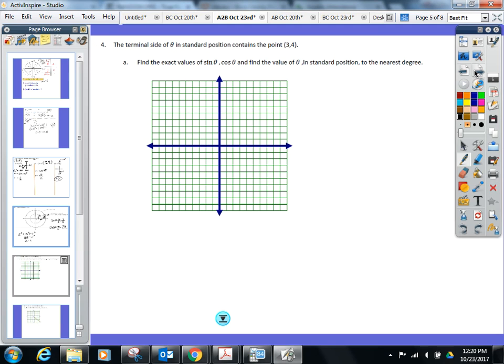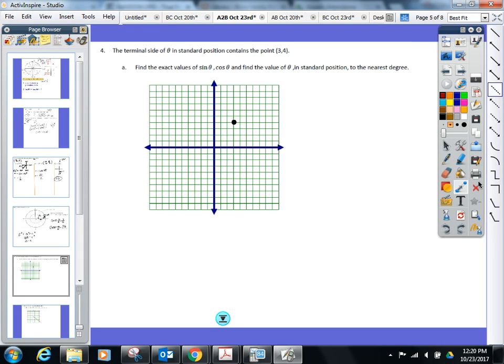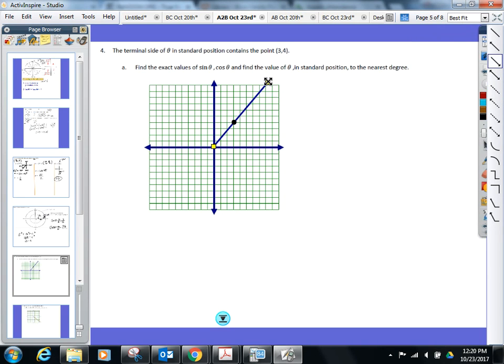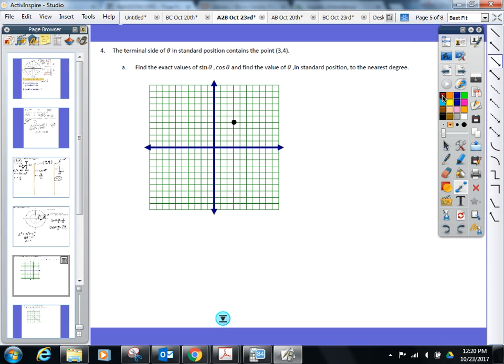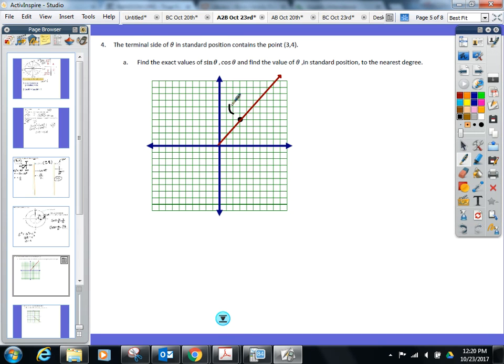Here you go. Go ahead and graph 3, 4 here. Go ahead and graph 3, 4. That's where the terminal side goes through. You guys know what a terminal side is. Here we go. 3, 4. Okay, not on the unit circle. So I'm going to have to make a right triangle.